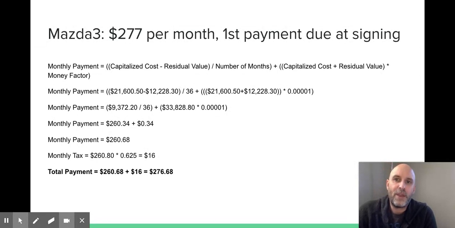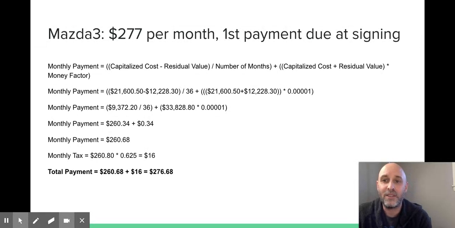So how does that math come out? It comes out to actually $277 a month, making just your first payment at signing. So no down payment, no cap cost reduction. And right here, line by line, I just do the math. So cap cost, $21,600 minus that residual value, $12,228.30, divided by 36, plus 21,000 plus 12,200 times 0.001. So we just plug these numbers directly into this, with a little algebra and substitution, and we get our monthly payment.